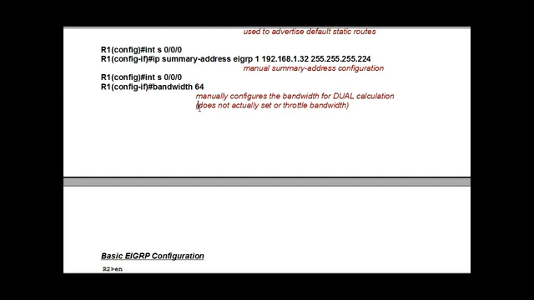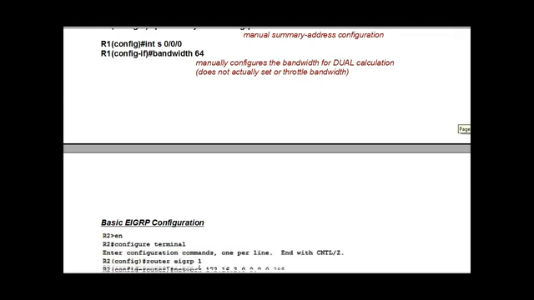And then another thing that DUAL, the EIGRP algorithm, needs to run correctly is you need to configure bandwidth on your different interfaces. So here you see I've also gone into interface serial 0/0/0, and then you put in bandwidth 64, and that's going to be a 64 kilobit bandwidth setting, so that DUAL can calculate the metrics to the destination networks correctly.